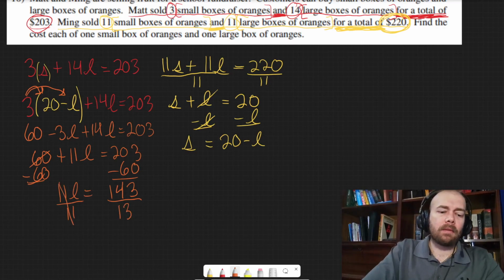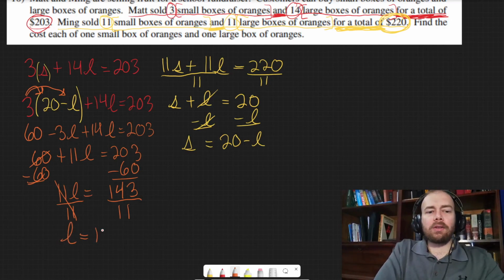Oh, sorry. I mean, it's going to equal 13, not that it's equal. There we go. Hold on. Getting ahead of myself here. Dividing both sides by 11. And then that, I believe, is 13.